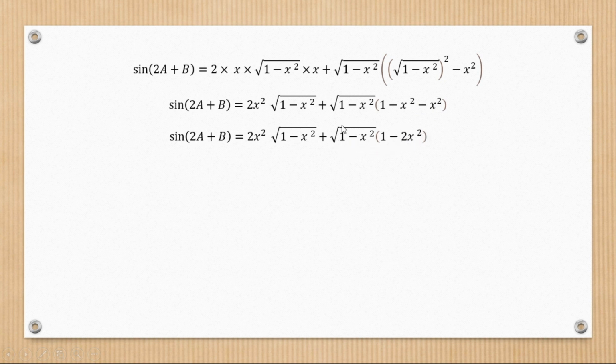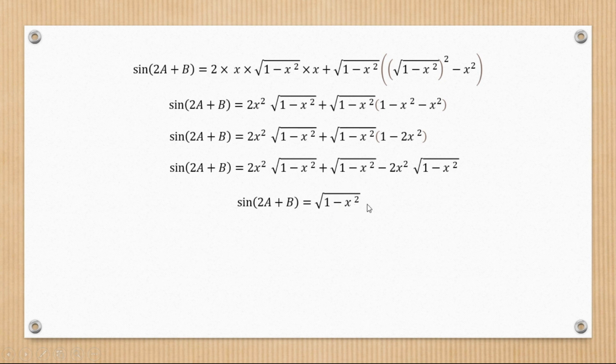So the next step shall be to multiply this inside the bracket, and I'll have 2x squared into root of 1 minus x squared plus root of 1 minus x squared minus 2x squared times root of 1 minus x squared. Now the next step you can see is that this and this are actually exactly identical, so they will cancel, and I will be left with root of 1 minus x squared. But you remember what a and b represent. So you remember that this shall be the same as this. Now remember that a represents sine inverse of x and b is cos inverse of x. So therefore sine of 2 into sine inverse of x plus cos inverse of x shall be equal to root of 1 minus x squared, and hence we've proved it.